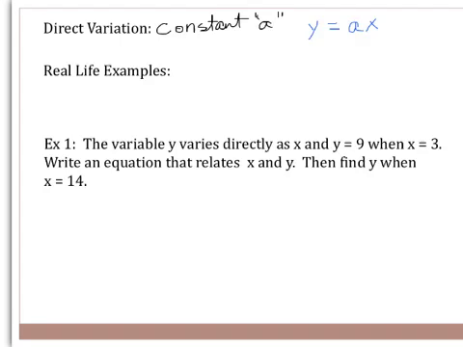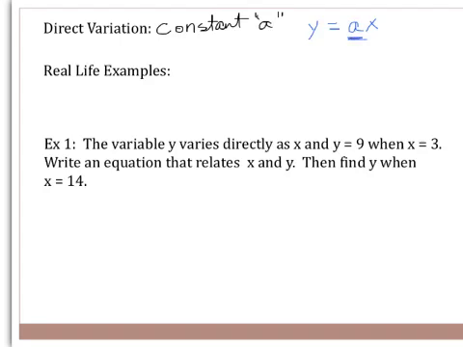Some real life examples: the more money you make, the more taxes you pay, that sort of thing. The more money you make, the more you should be able to save. So, something increases, and something else increases. These problems, you can solve with a proportion, but we're not, because what I want you to do is actually focus on finding the constant.